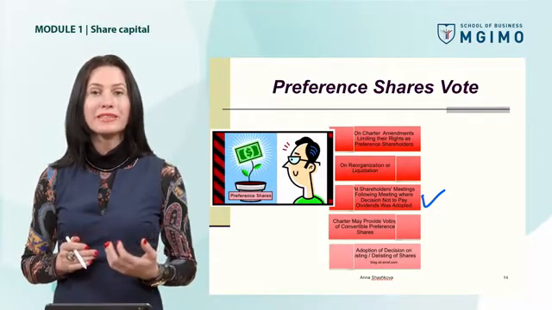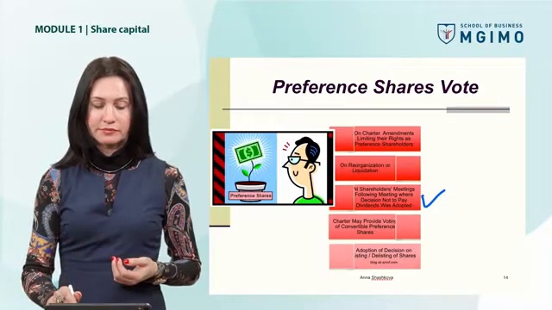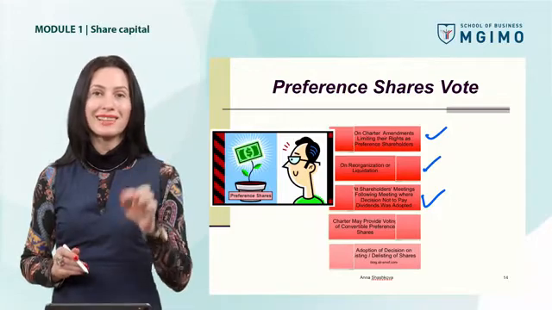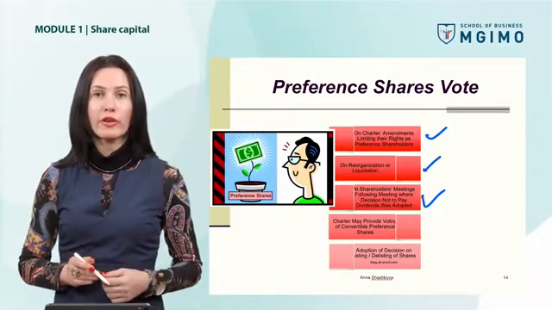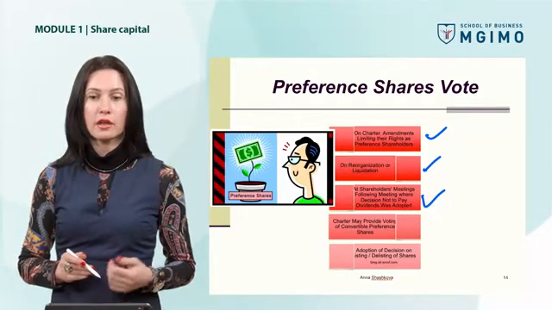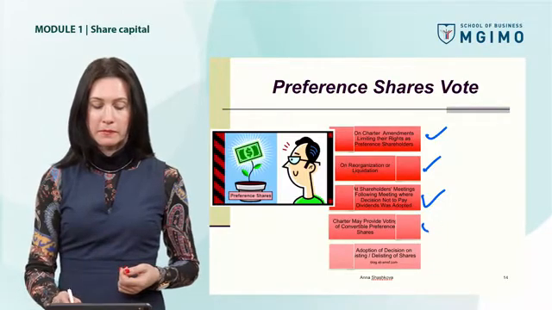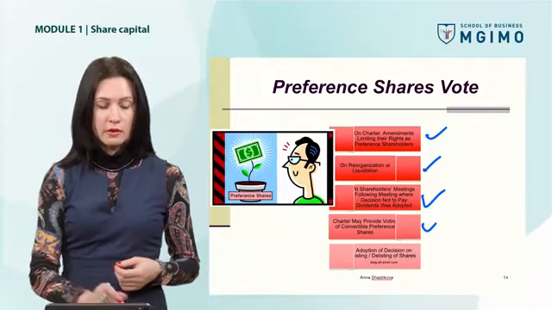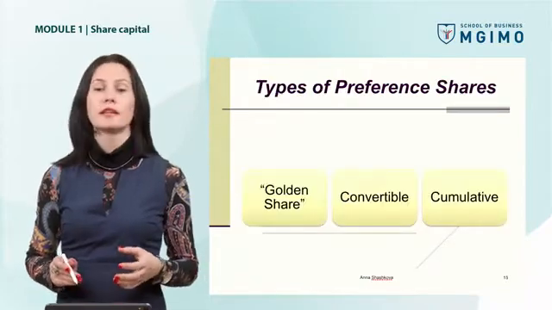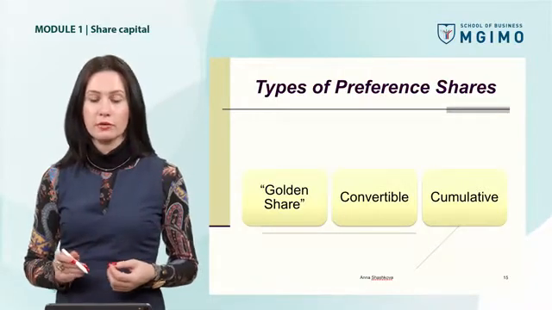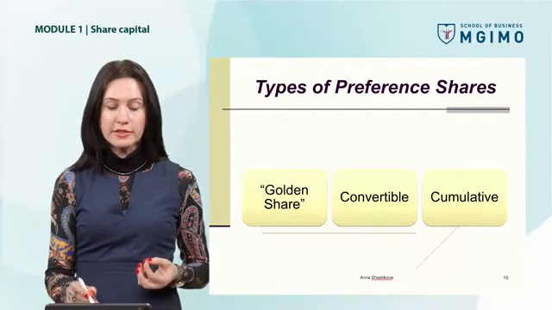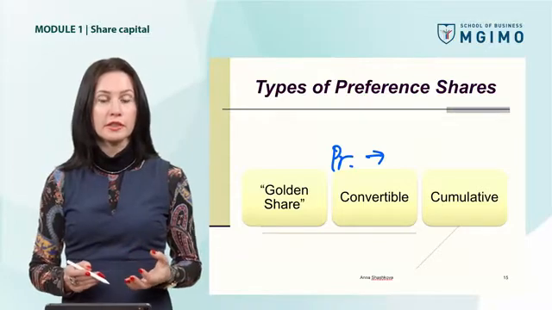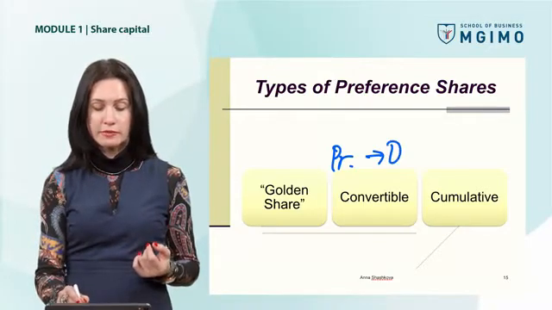Or in particular questions like reorganization or liquidation, or amendments limiting particular rights of these preference shareholders. Also, there may be convertible preference shares. And finally, let's speak about other types of shares. So convertible, we already said, so preference shares shall be converted into ordinary shares.